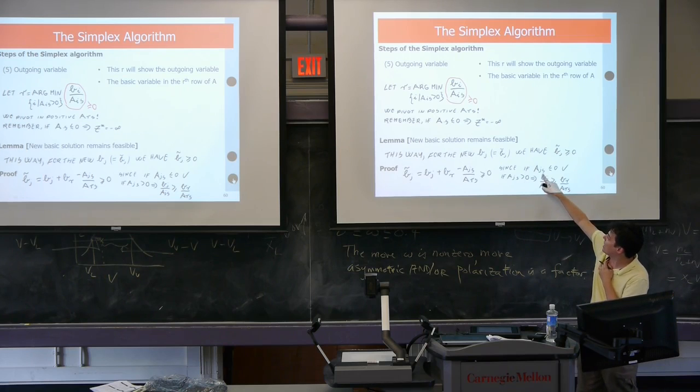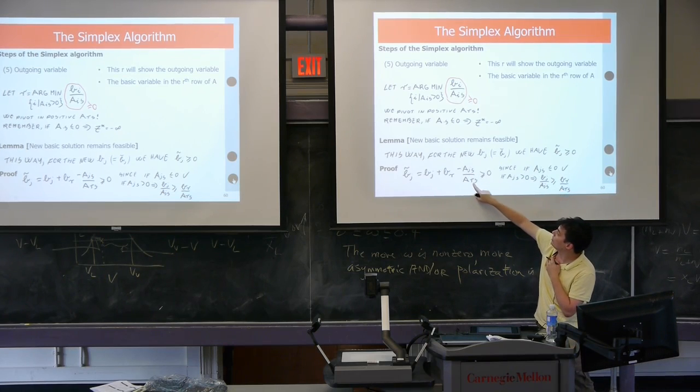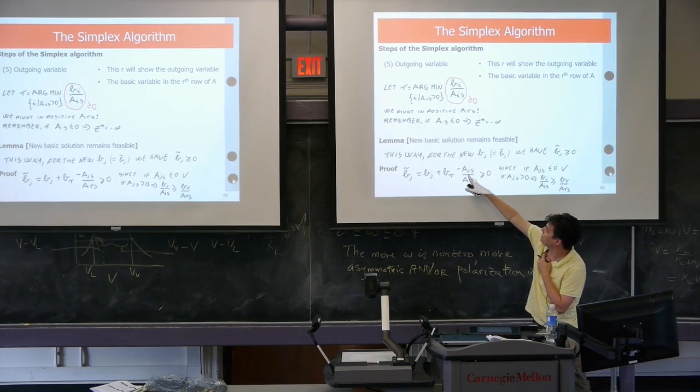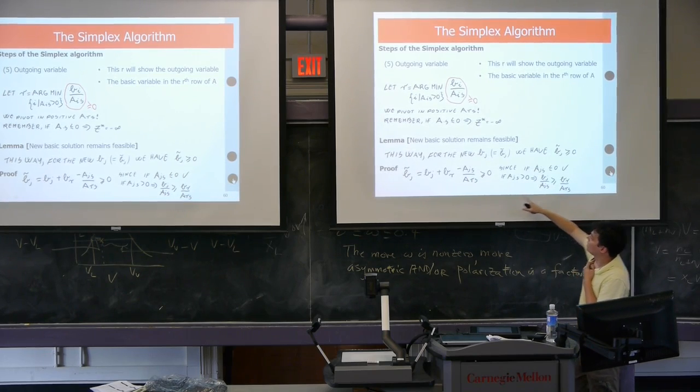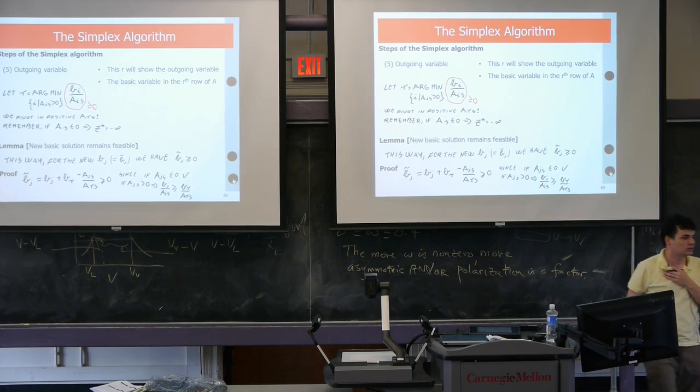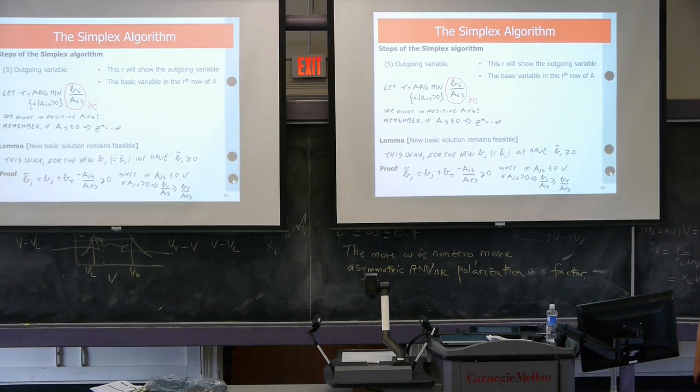If AJS is non-negative, then because ARS by definition is positive, this is non-negative. And if AJS is positive, then this expression has to be non-negative because we choose R according to this rule, that R will always be less. So BR over ARS will always be not bigger than this expression here. Who got lost? Is it clear then? Good.